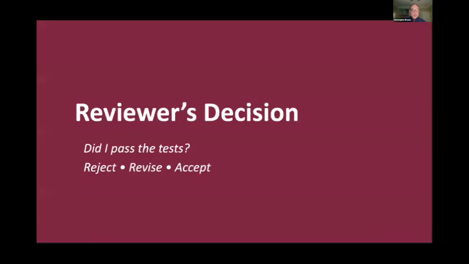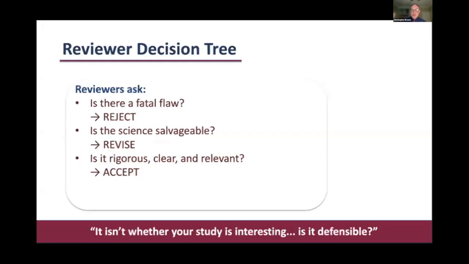So then there's the reviewer's decision. Did I pass the tests: reject, revise, or accept? This is where all 10 tests converge. Every reviewer is making one of three decisions on their recommendation. That's reject, revise, or accept. Reject means there is a fatal flaw. Revise means there is still promise. Accept means the science is sufficiently defensible, not perfect, but defensible. That is the threshold that researchers should aim for.